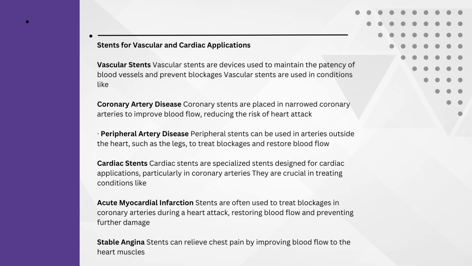Peripheral artery disease. Peripheral stents can be used in arteries outside the heart, such as the legs, to treat blockages and restore blood flow. Cardiac stents. Cardiac stents are specialized stents designed for cardiac applications, particularly in coronary arteries. They are crucial in treating conditions like acute myocardial infarction.